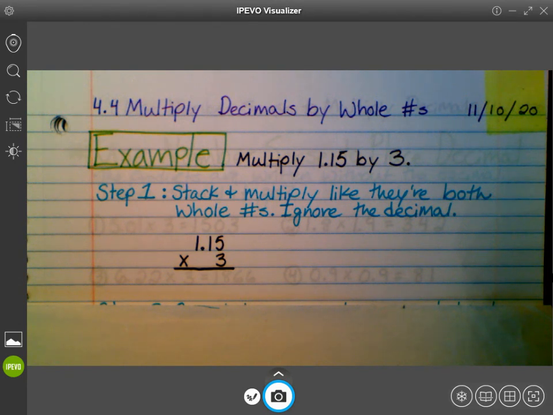That's our first step. So guys, when it comes to multiplying decimals, you kind of treat them like whole numbers until you get to the end. That's when we figure out where to put the decimal in our product, in our answer.